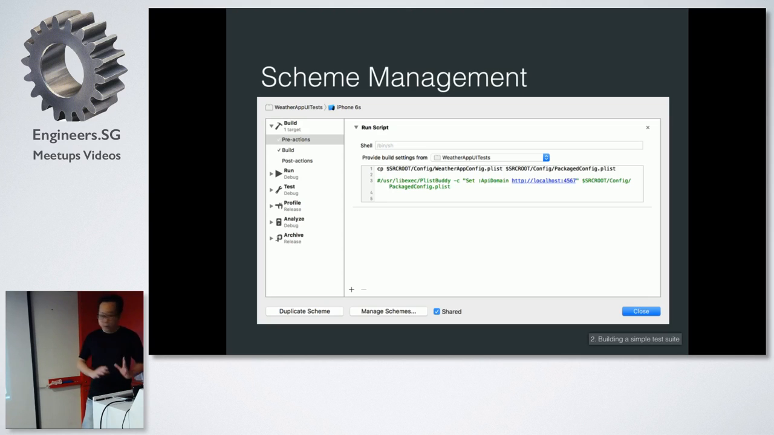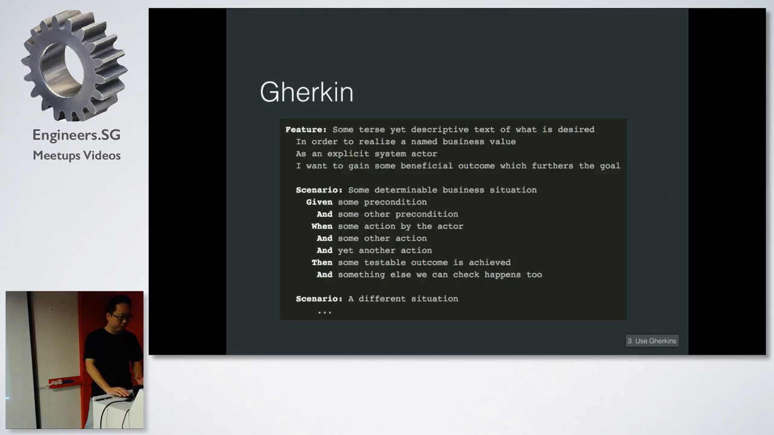So, first part done, XCUITest. Next, Gherkin. If you don't know what Gherkin is, this is an example of a feature file written in Gherkin. Gherkin is a human readable syntax used to construct acceptance test cases, usually used in BDD, behavior-driven development.